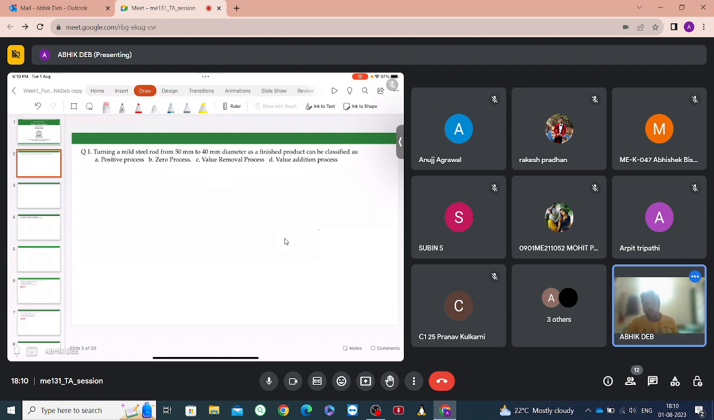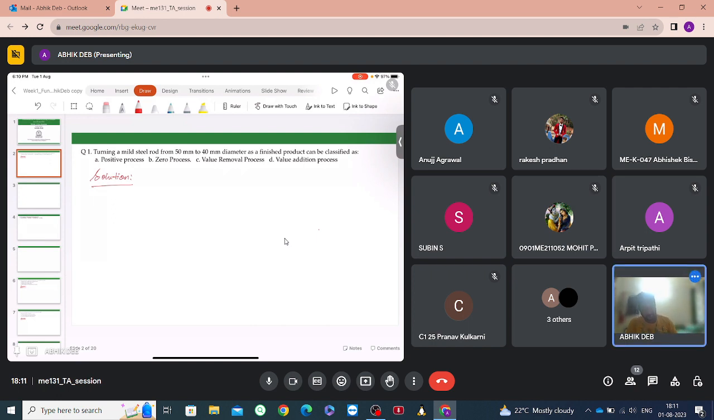Okay, so the option C is correct. Any other answers? Yes, sir, option C is correct. Value removal process, option C is correct. Okay, so let us first try to understand what these processes are.